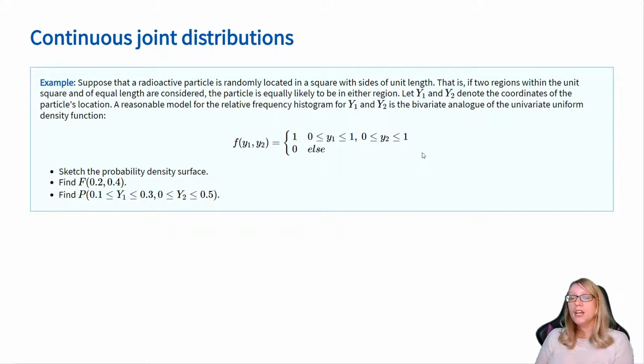So suppose that a radioactive particle is randomly located in a square with sides of unit length. So if we have two regions within the unit square of equal length are considered, the particle is equally likely to be in either region.